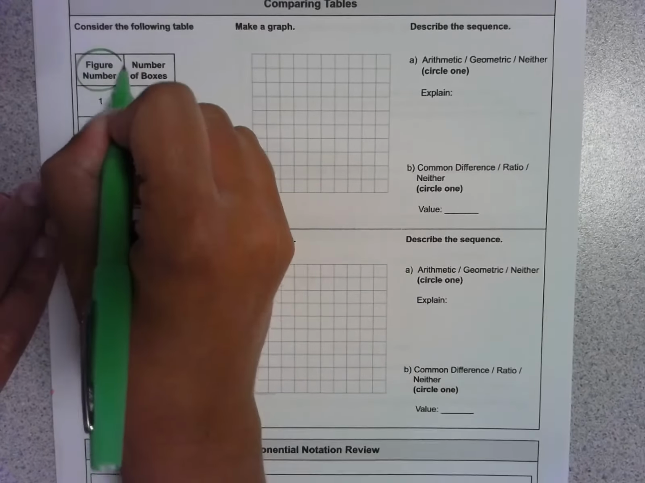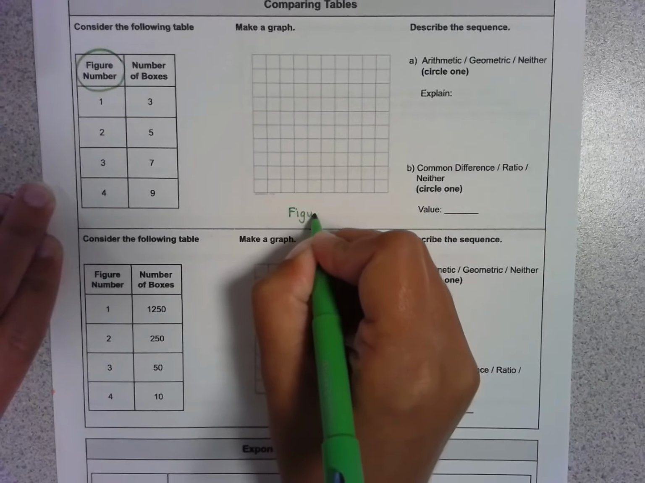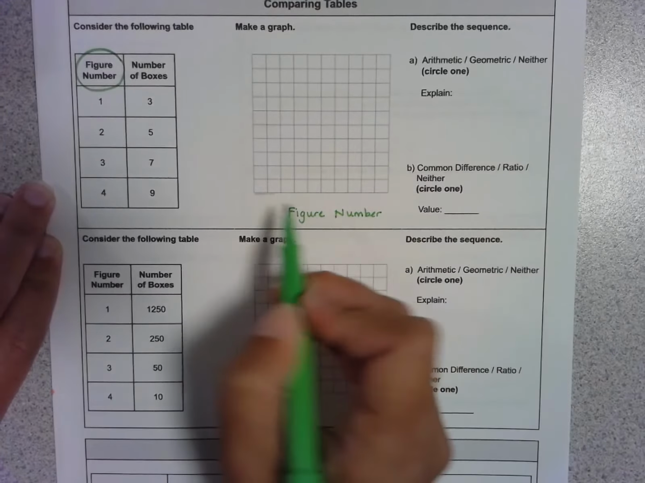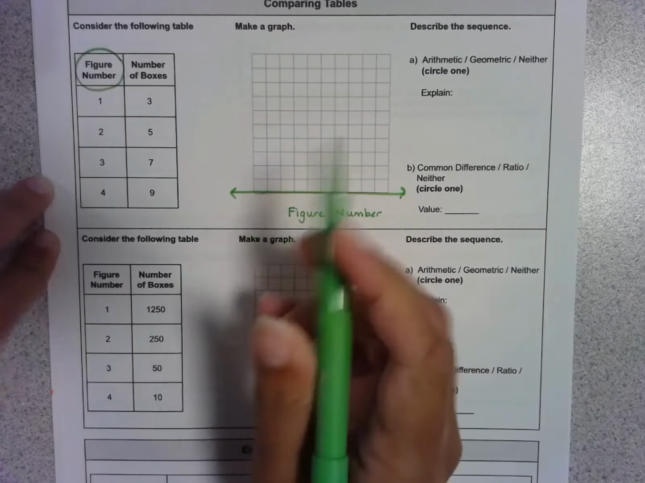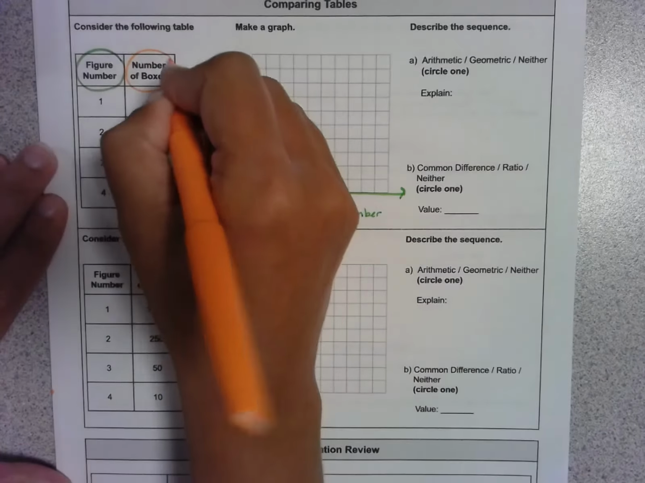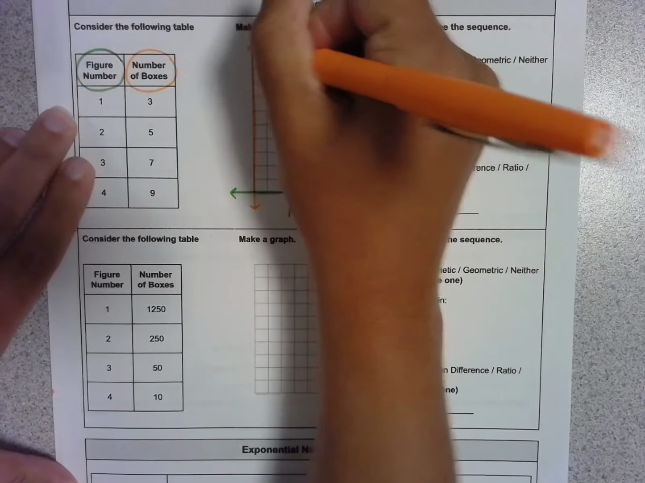As we've discussed, this first column is the label that I'm going to put on the x-axis. So I would write figure number down here at the bottom. And that's going to be my x-axis. And I would write for my y-axis the right side column, which in this case is going to be number of boxes.